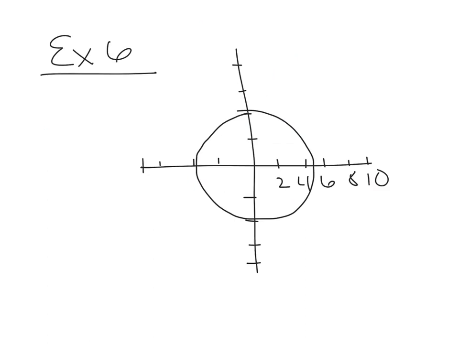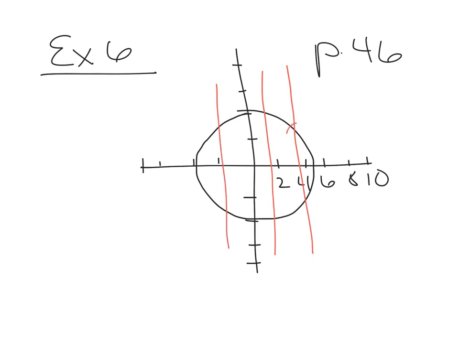Okay, I know you guys are going to laugh at my drawing, but this is the graph that you can see at the top of page 46. It's the graph of a circle, and we're being asked to determine if this is a function. When you're being asked to determine a function from a graph, you use the vertical line test. If a vertical line cuts through your graph in more than one place, which is the case here, you see these lines cutting through the graph in two places, it's not a function.